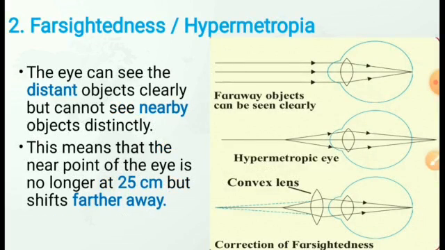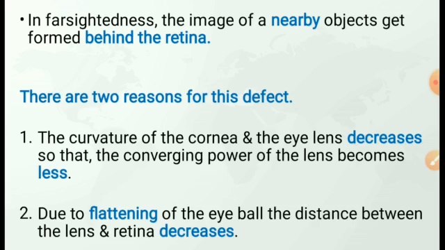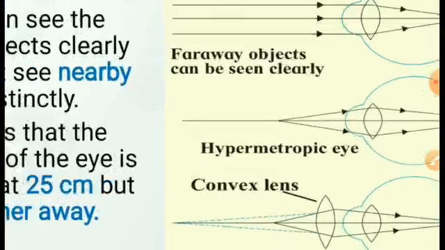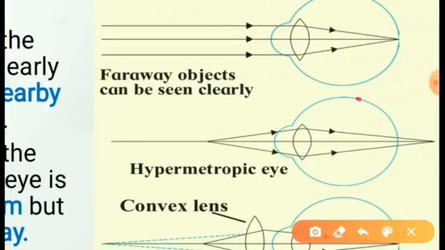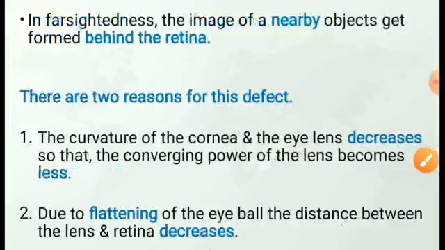Second is farsightedness or hypermetropia. The eye can see the distant objects clearly but cannot see nearby objects distinctly. This means that the near point of the eye is no longer at 25 cm but shifts farther away. In farsightedness, the image of nearby objects gets formed behind the retina. You can see here in this picture this is the retina and the image is formed here, which is behind the retina. There are two reasons for this defect.